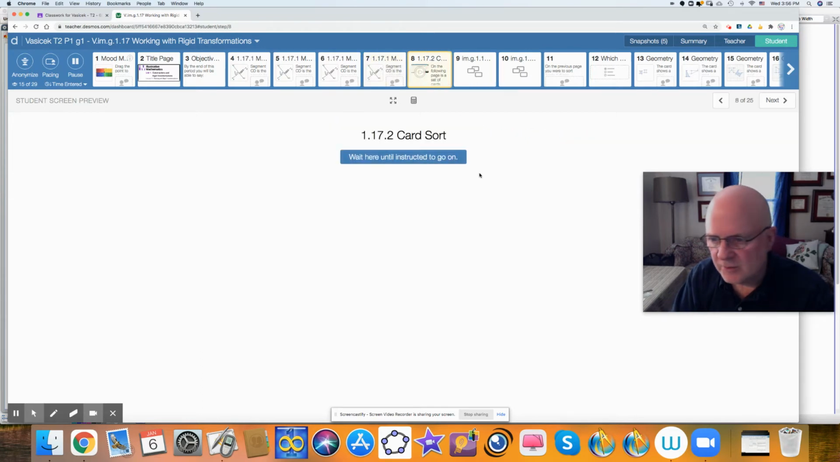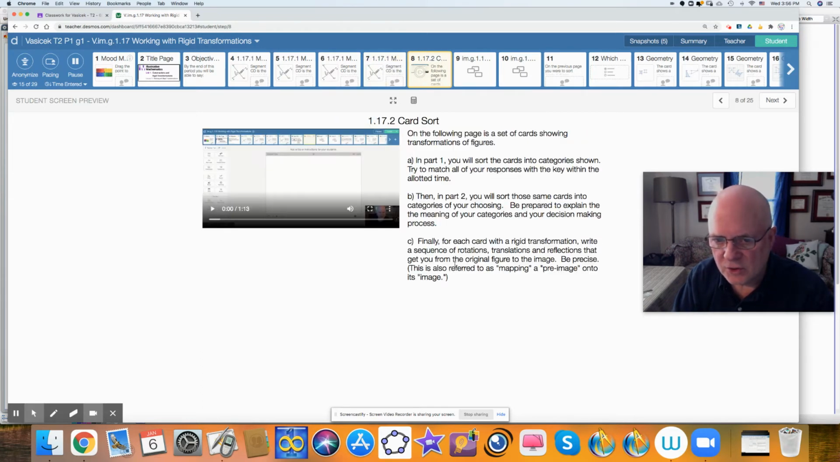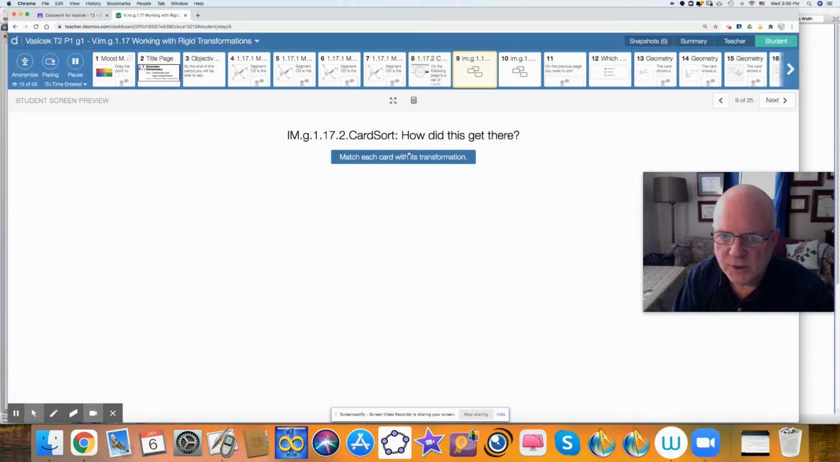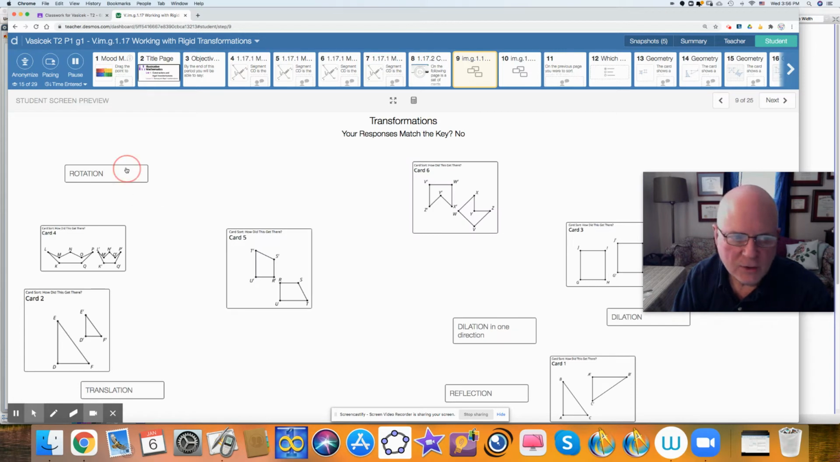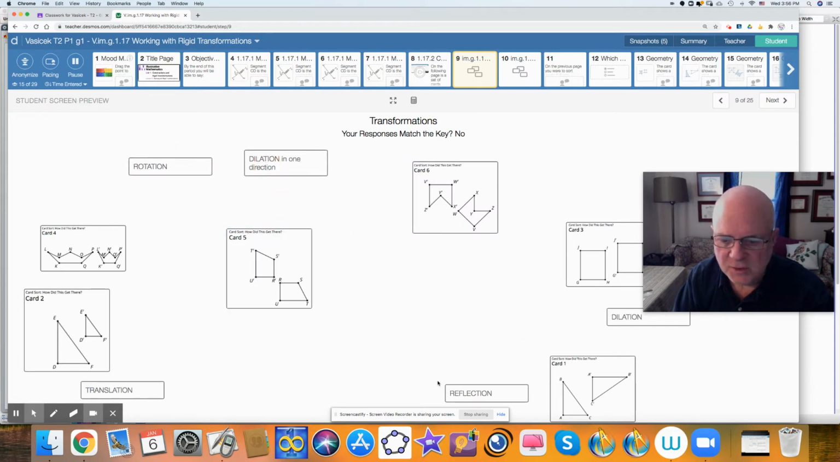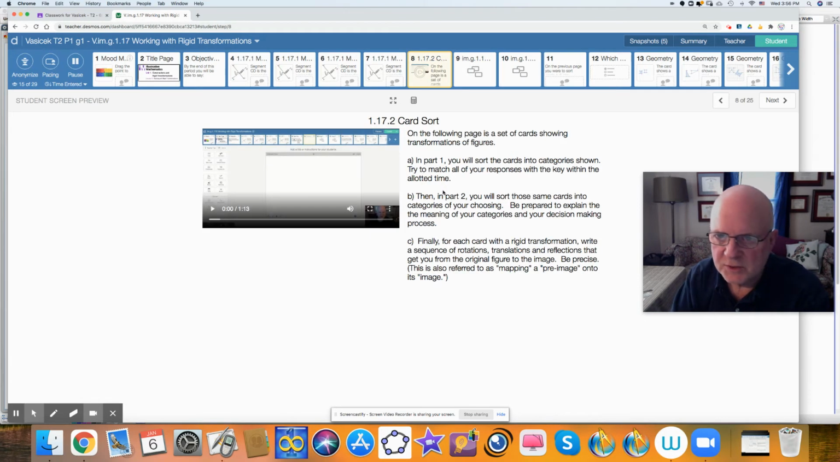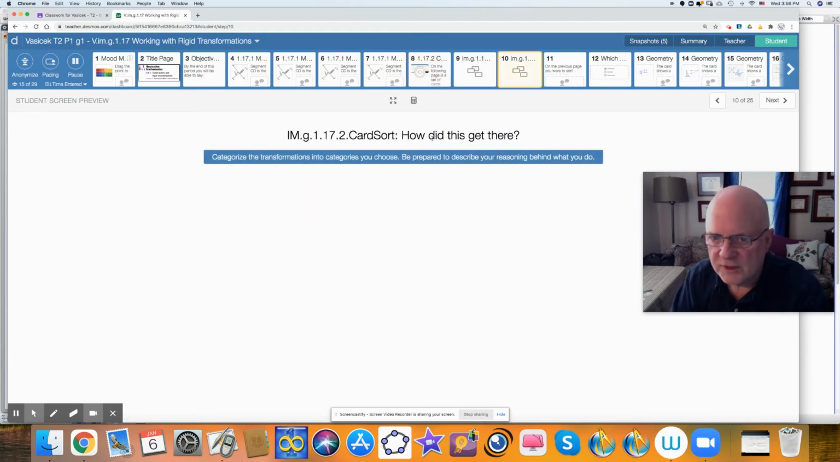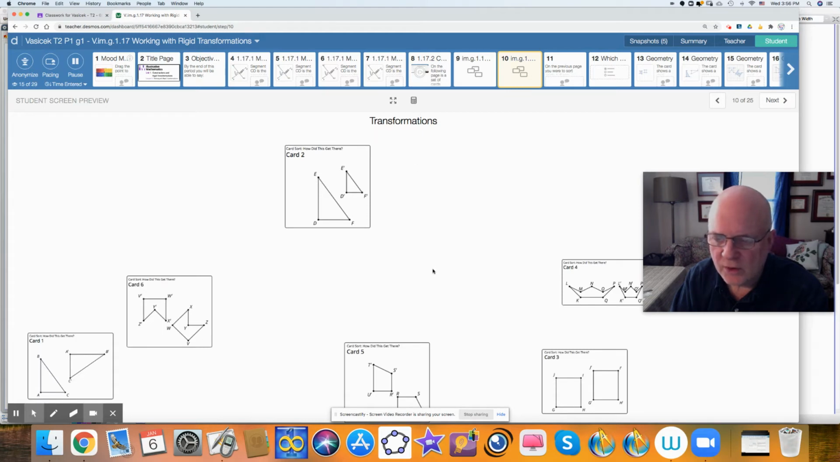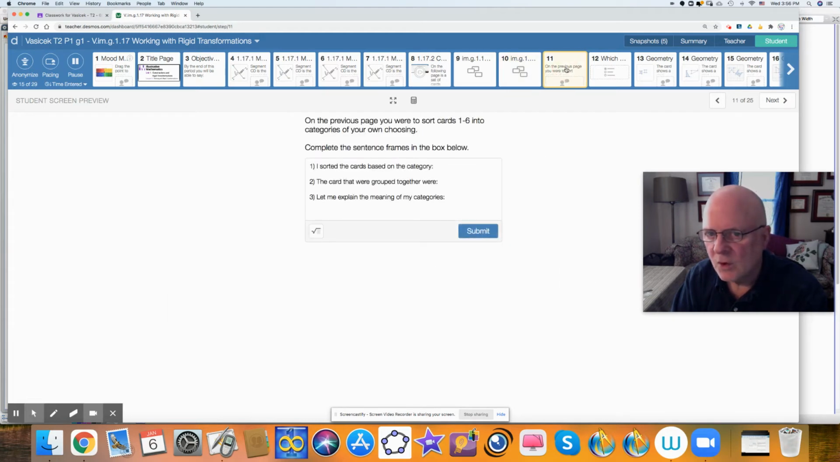On this page, I give some instructions on how to do the card sort. You can read this. There's two card sorts. First one is when you have to put them into different categories. And what I say, so that this dilation, a dilation in one direction, a reflection, these are the main categories. And I explain it in the video, how it's to be done, and in the instructions on this page. In the second part of this, you come up with your own category, and then you describe for me what the basis of your category was.